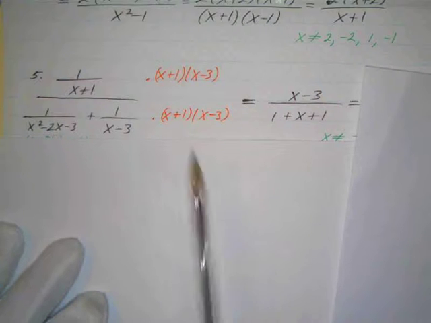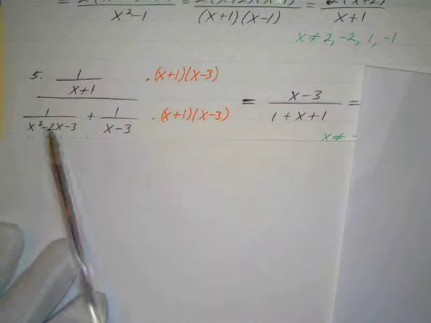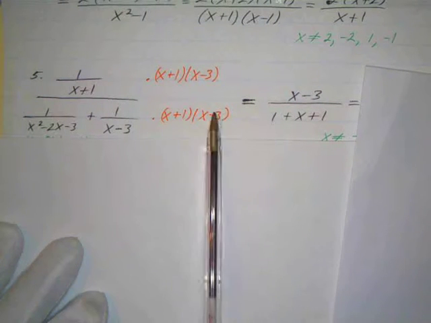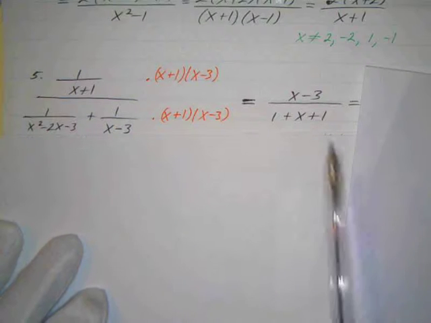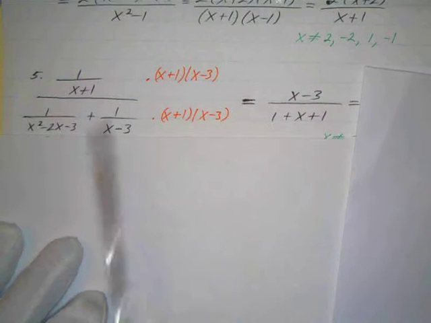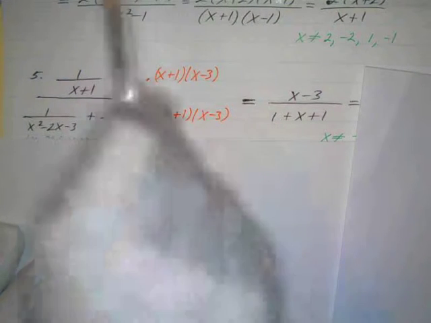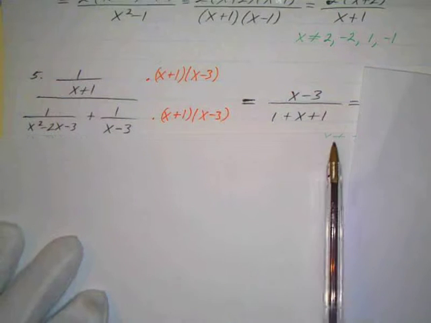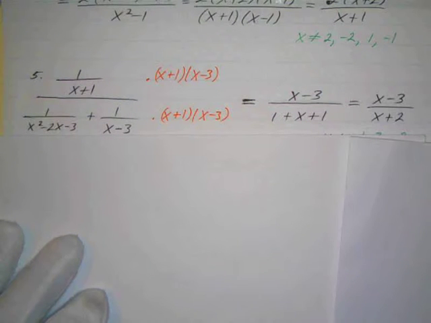Now look what happens in the bottoms. That cancels. Exactly, so I have just 1, and here the x minus 3's cancel, so I just have 1 times x plus 1. So this looks a lot more complicated than this, but it simplifies real fast, and I end up with just x minus 3 over x plus 2.